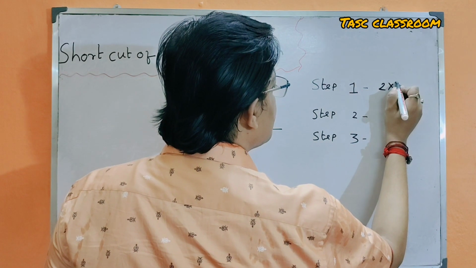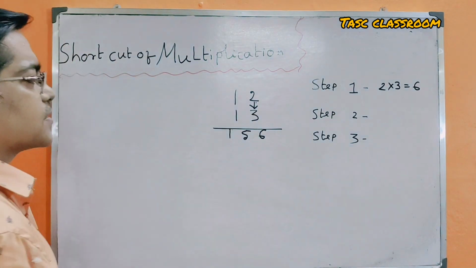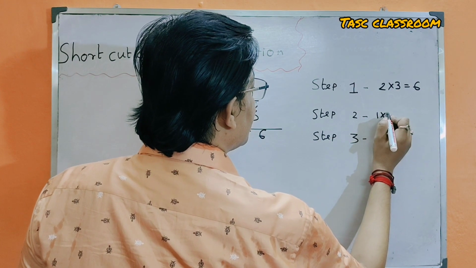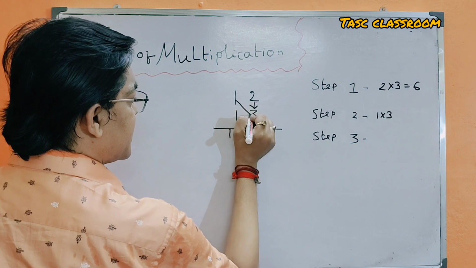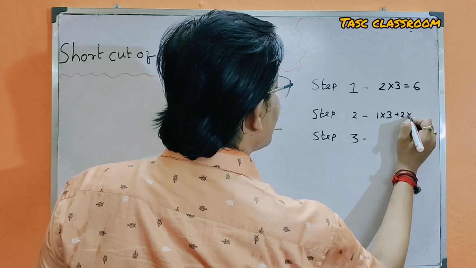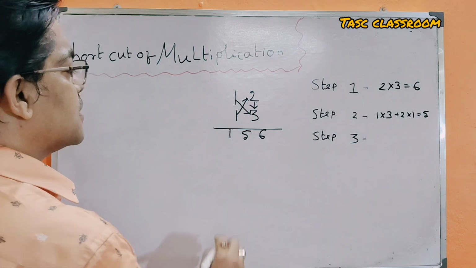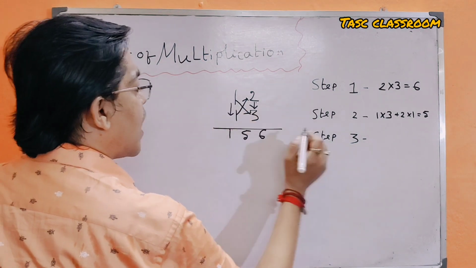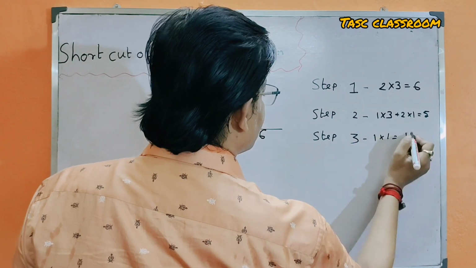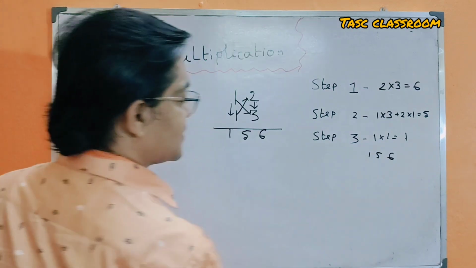2 is multiplied by 3 is equal to 6. Step 2. 1 is multiplied by 3 plus 2 is multiplied by 1 is equal to 5. Step 3. 1 is multiplied by 1, that is 1. Then the answer is 156.